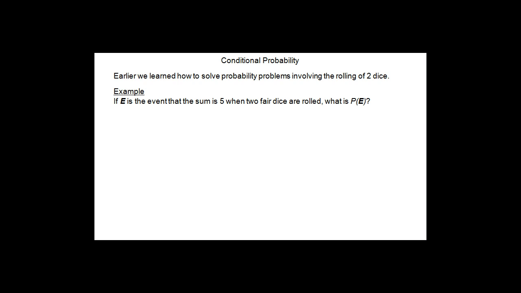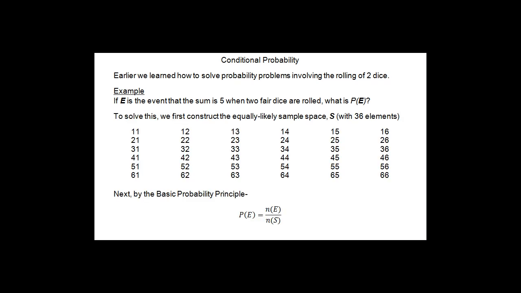Earlier we learned how to solve probability problems involving rolling two dice. An example might be something like this. If E is the event that the sum is 5 when two fair dice are rolled, what is the probability of E? The way we solved that was by noticing that we have a 36 element sample space of equally likely outcomes. There are 6 by 6 possibilities.